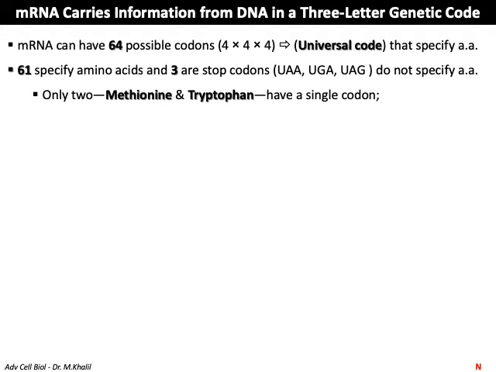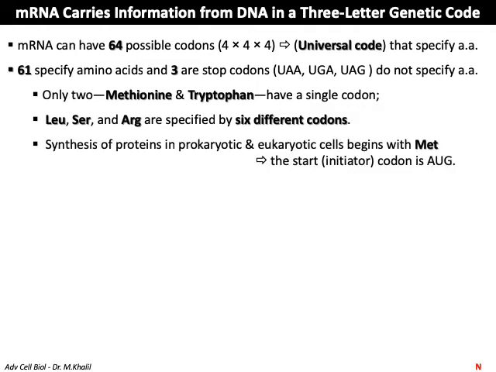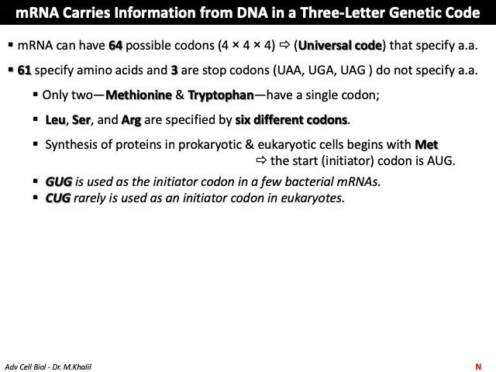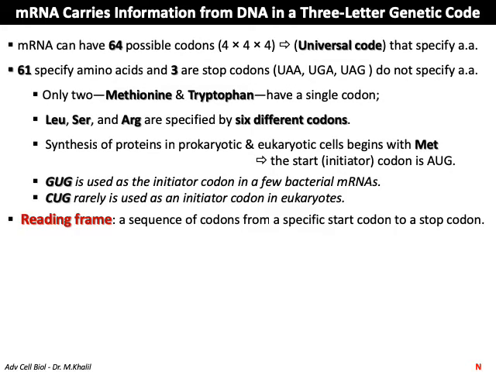Only two, methionine and tryptophan, have a single codon, while leucine, serine, and arginine have six different codons. The synthesis of proteins in prokaryotes must begin with methionine. The initiator codon is AUG. Some other codons like GUG and CUG are rarely or sometimes used as initiator codons in some eukaryotes or a few bacterial messenger RNAs. What is a reading frame?